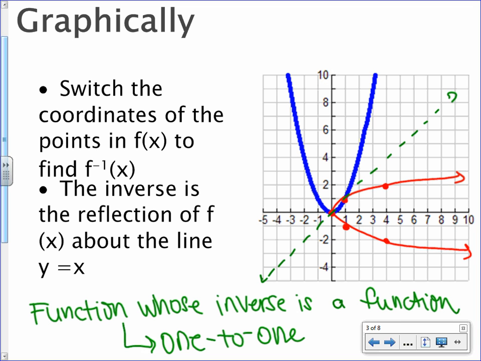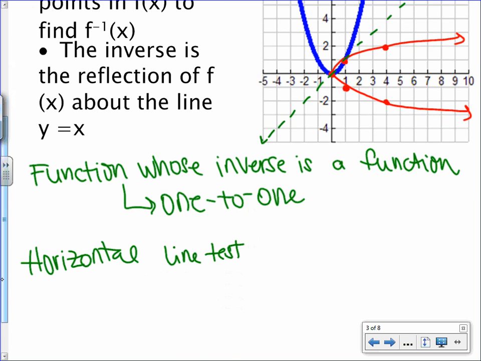Twice. Since it hits more than once, it means our inverse is not going to be a function. The horizontal line test tells you if the inverse will be a function. If the graph passes the vertical and the horizontal line test, your inverse is a function. That's some vocabulary background. The biggest thing you need to be able to do is create the inverse.